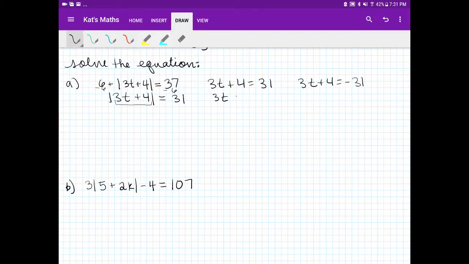So we'll subtract 4 from both sides. That's 27. 3t is equal to negative 35. So here t is equal to 9. And here t is equal to negative 35 over 3.